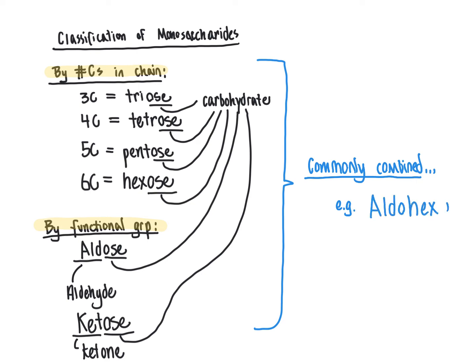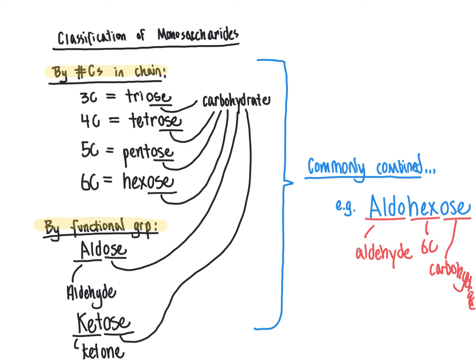Aldo refers to the fact that it has an aldehyde functional group. Hexose refers to the fact that it has 6 carbon atoms, and those 6 carbon atoms form a typical carbohydrate structure, a molecule that has multiple hydroxy groups along the carbon chain. So we could similarly refer to a ketohexose as a 6 carbon monosaccharide that has a ketone functional group.